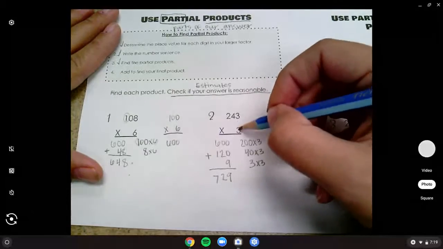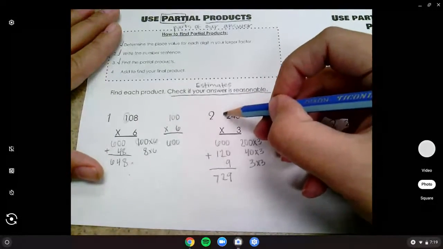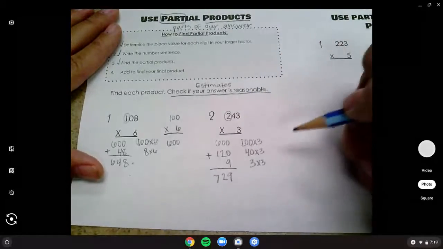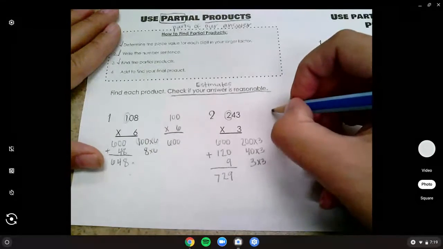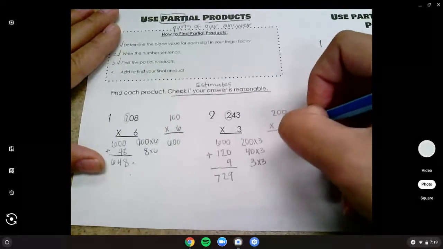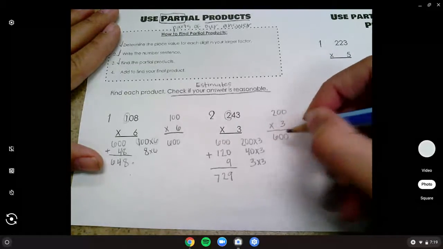I look back at my factors and I decide which one's my bigger one. And I round to the biggest spot. 243 would round to 200 times 3. That would give us 600.